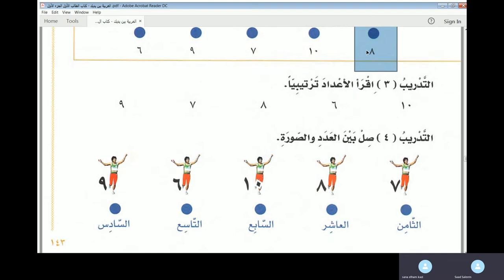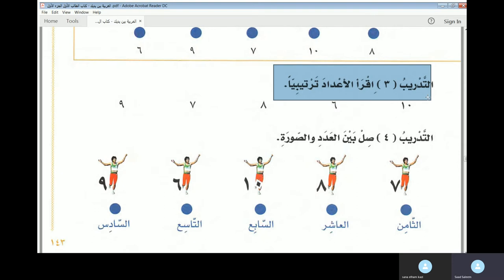At-tadributh thalith. Iqra al-adada tartibiyyan. Third exercise, read the number in the position, read the ordinal numbers. Adad tartibi means ordinal numbers, positioning numbers: the first, second, third, fourth, fifth. In English, ordinal numbers.